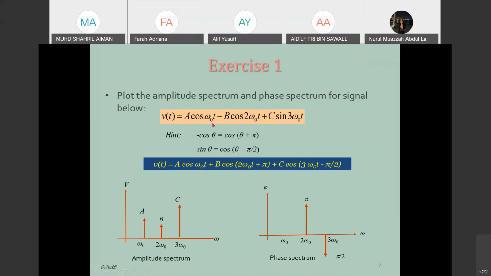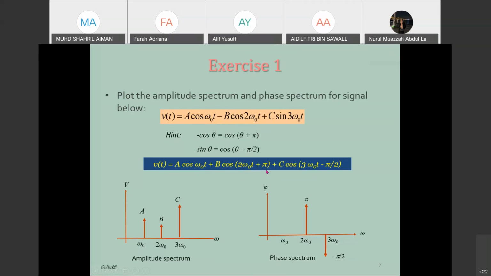So, given A cos omega naught T minus B cos 2 omega naught T plus C sine 3 omega naught T. Actually, if you want to plot amplitude, you can plot B in terms of negative. But if you want to plot magnitude, you have to plot in terms of positive. And also, you can change negative cosine here to positive cosine by using trigonometry series. Again, this is all in the list of formula. So in the list of formula, negative cosine theta is equal to cos theta plus pi. So you change this part to positive, you put plus B cos 2 omega naught T plus pi.